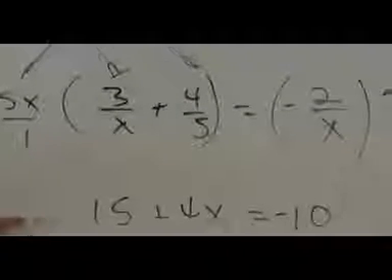Now, do we remember how to do this? This is really old school. I want to get x by itself. I get x by itself by undoing every operation that's done to x.